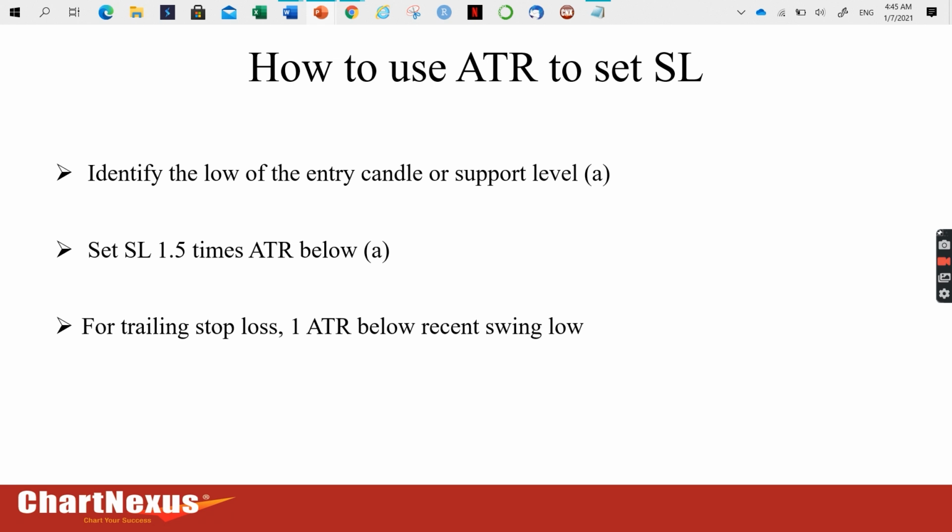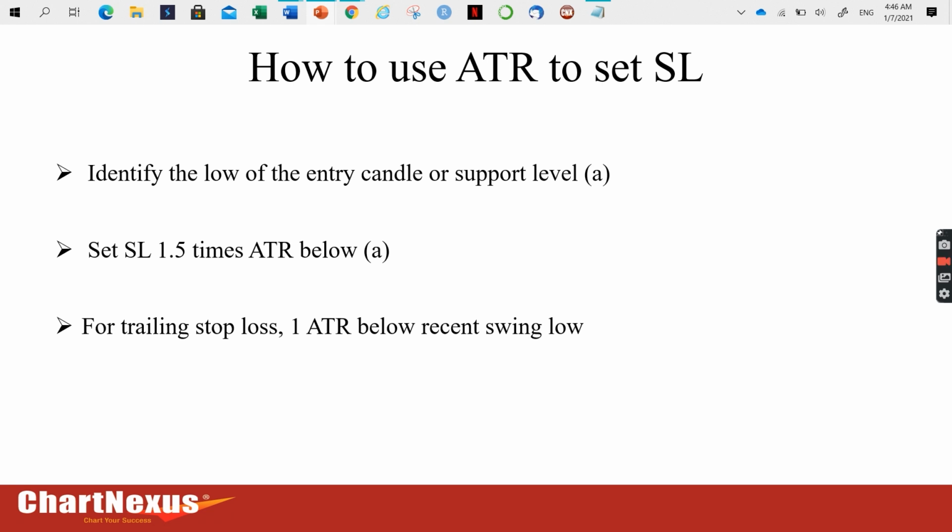Now, basically, how experienced traders use the ATR to set stop losses is first by identifying either the low of your entry candle, meaning if your entry candle is quite big, you can take the low of the candle that you entered at as a preference, or a strong support level. After you have identified these points, usually people will set their stop loss levels 1.5 times the ATR at the current candle below the level that you have identified, which here we marked as A. I'll show you how to do that exactly in a minute.